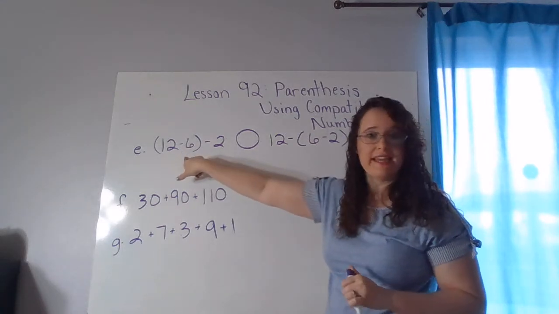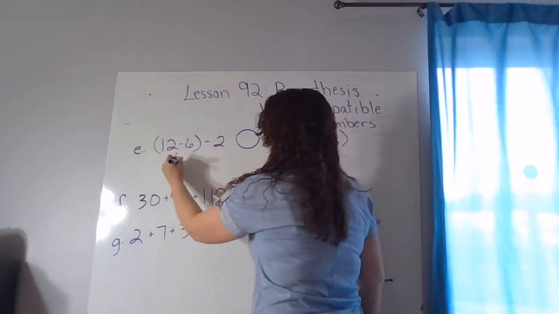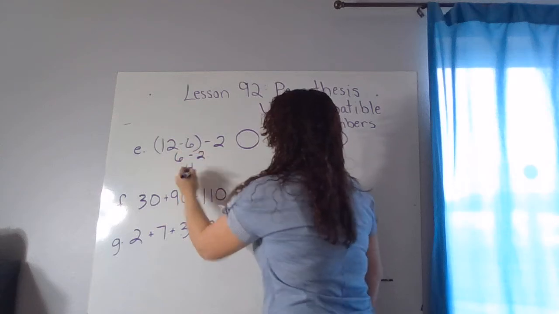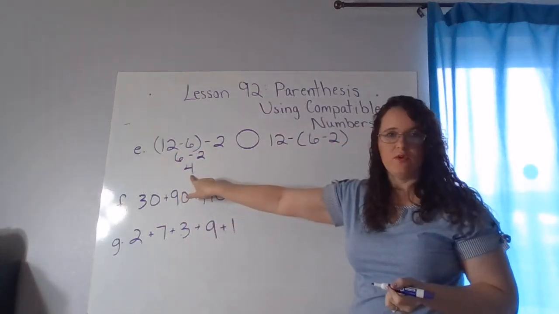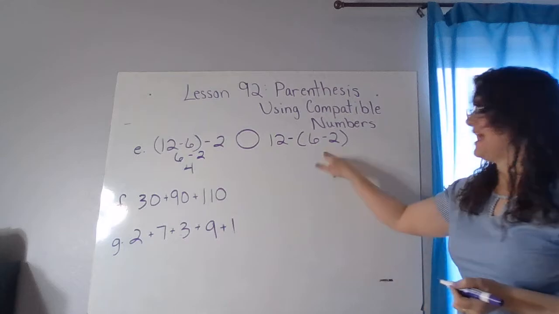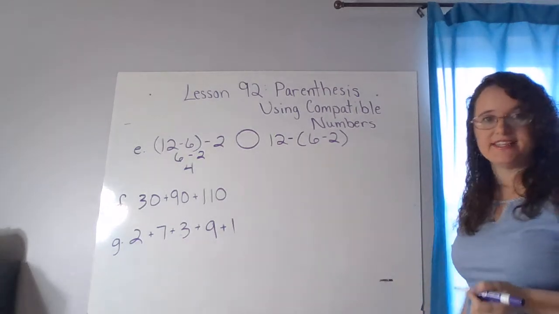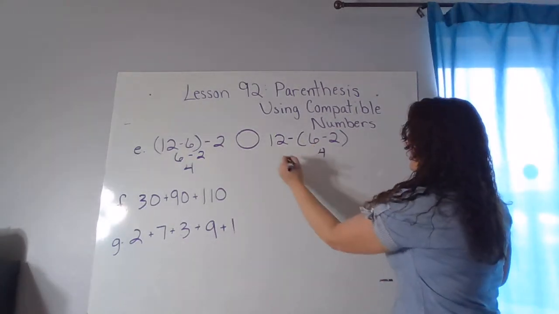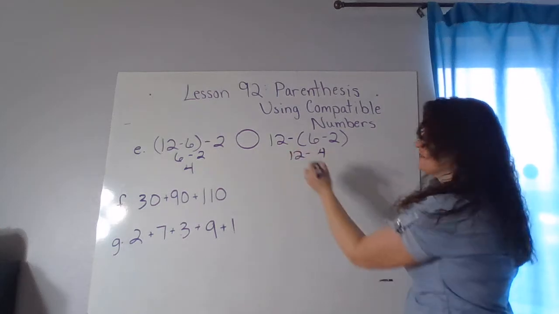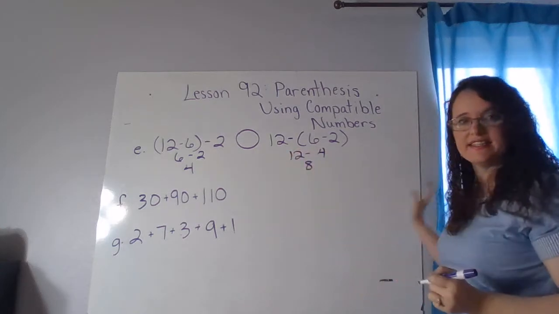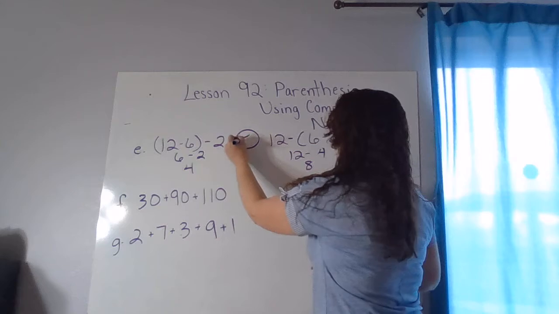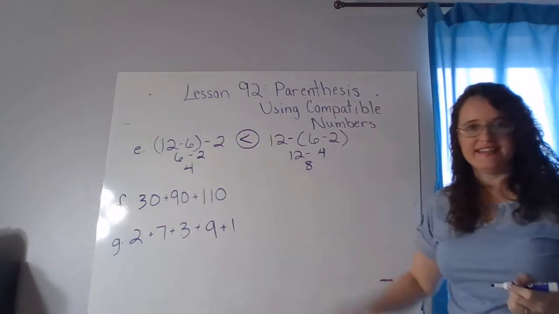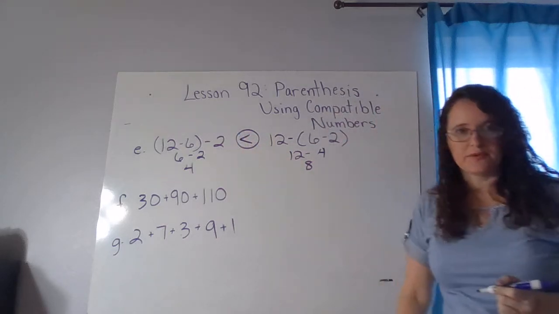Okay, so 12 minus 6 is 6. And 6 minus 2 is 4. We're going to compare that over here. 6 minus 2 is 4. And 12 minus 4 is 8. So 4 is less than 8. Less than, this is the answer we're looking for.